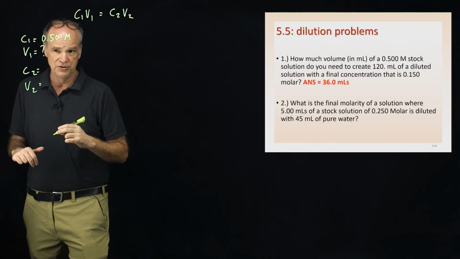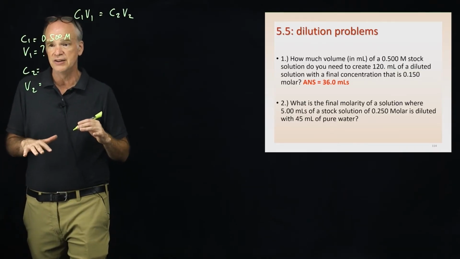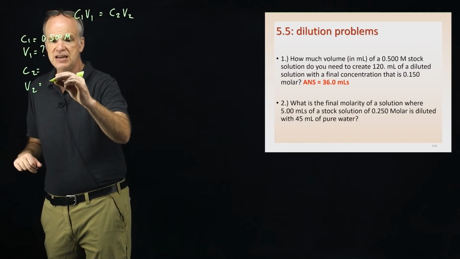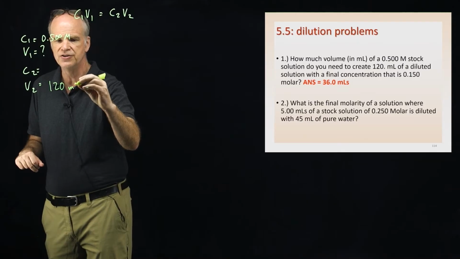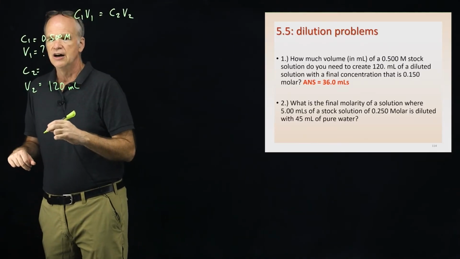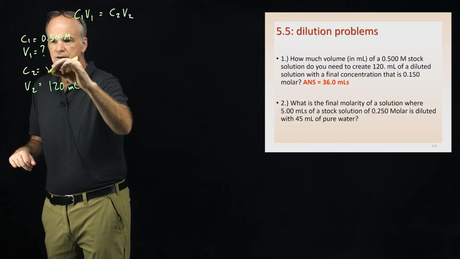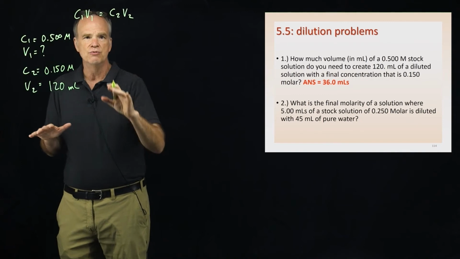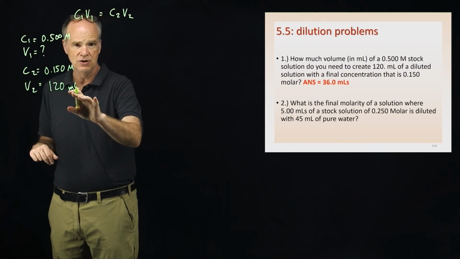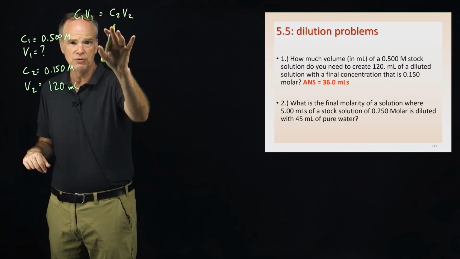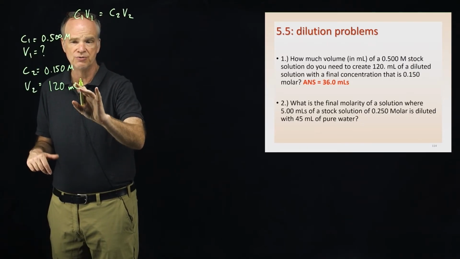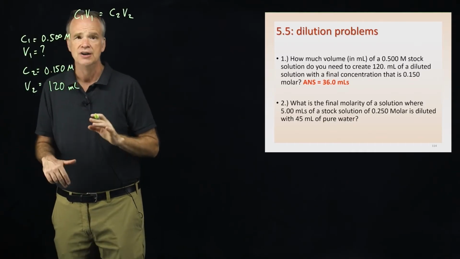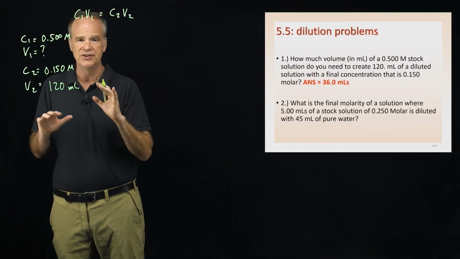With the diluted solution, we're given some parameters that we want it to be. We want 120 milliliters of the diluted solution, so V2 is 120 milliliters. And then C2 is going to be 0.150 molar. Again, just to remind you, when you're using this equation, it is perfectly okay to plug milliliters into the equation, just as long as you realize what you get out of the equation is milliliters. So that is fine to do. It's pretty easy to solve this, but let's go through it.